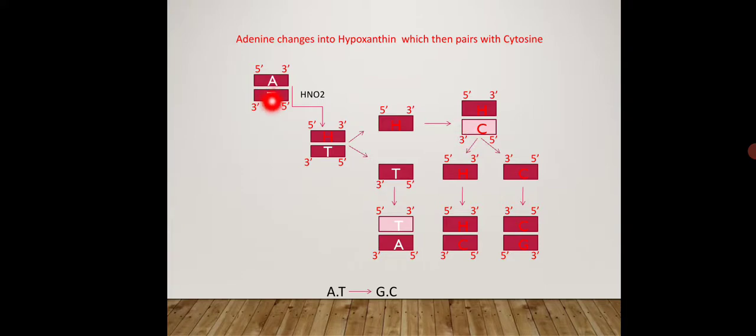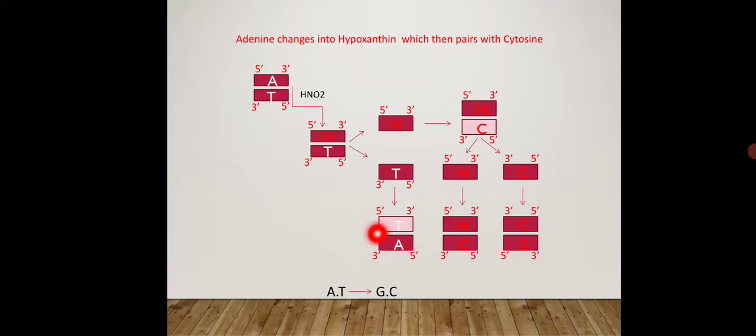So this is the normal gene. When you add the mutagen, instead of adenine there is addition of hypoxanthine. During the first replication these two strands will get separated, and to this thymine your normal base pair adenine will get attached.